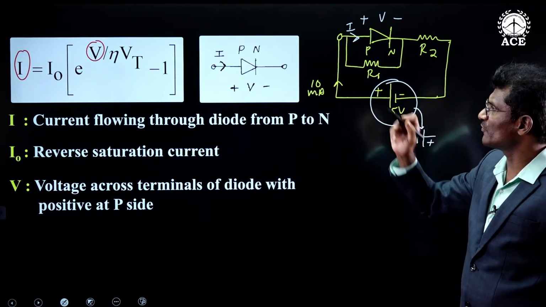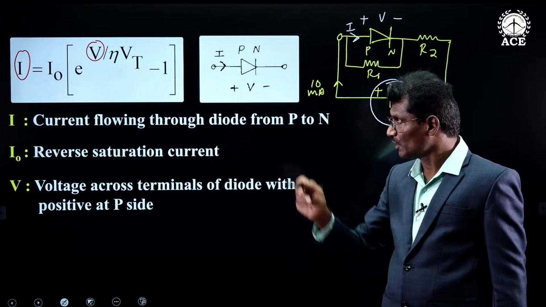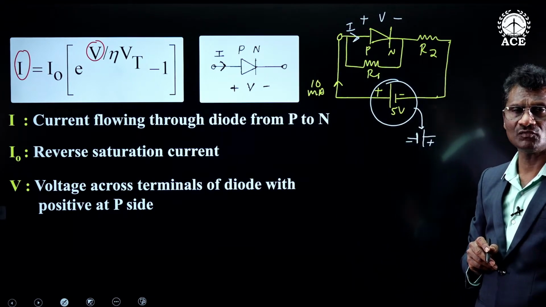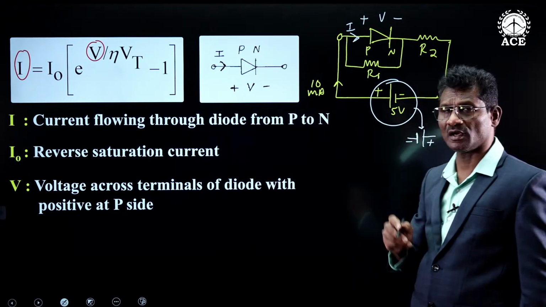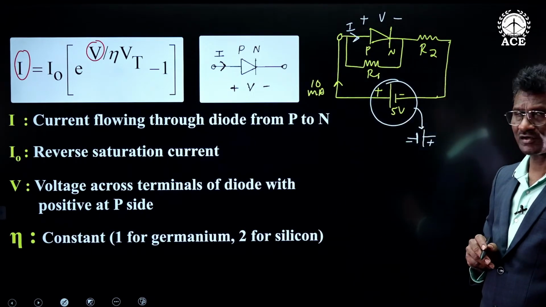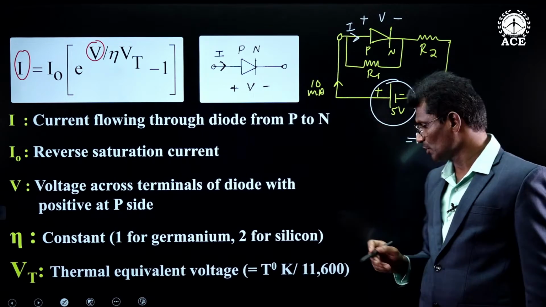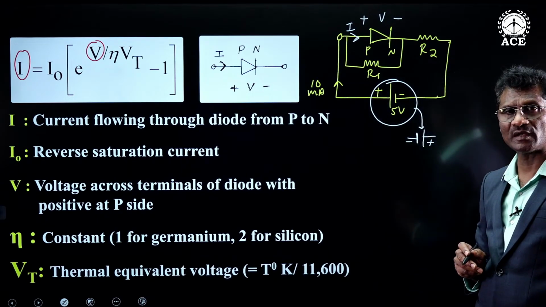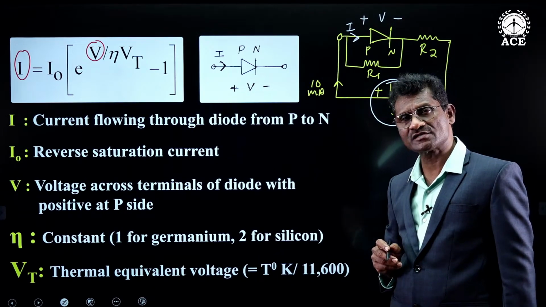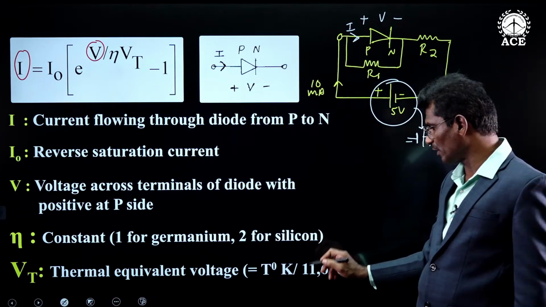I am specifically defining the meaning of I and V. Why? Because based on how you understand the meaning of I and V, solving a numerical will become easy. Eta is a constant and Vt is the thermal equivalent voltage, which is T degrees Kelvin by 11,600. We have something called the Einstein relationship. From that we got the value of this Vt.